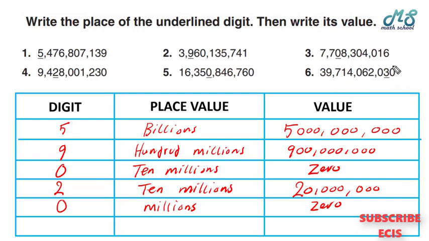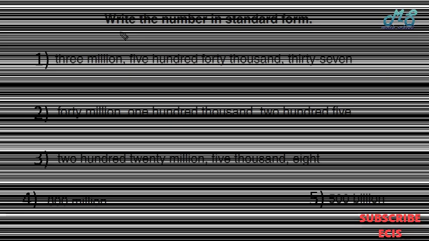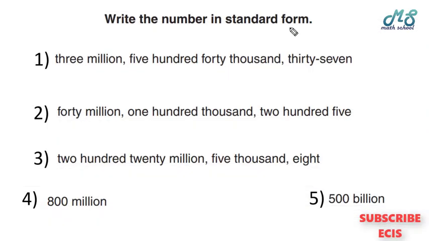Number 6, the underlined digit is 3. 3 in what, mister? 3 in the tens place. You have to write that the place value of 3 is tens. Its value is equal to 30. Next: write the number in standard form. We studied before that the standard form is the number in digits.